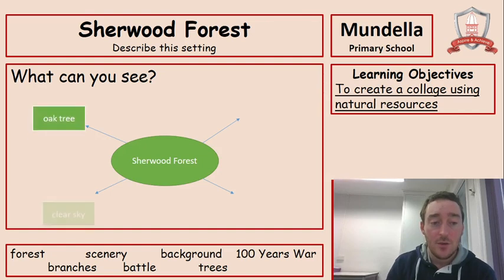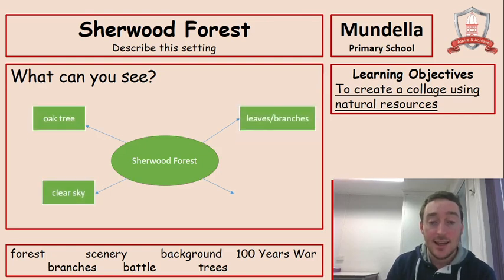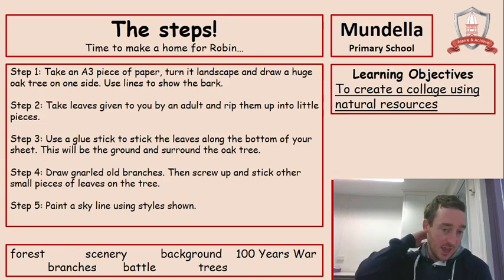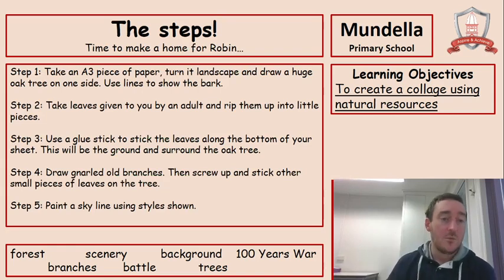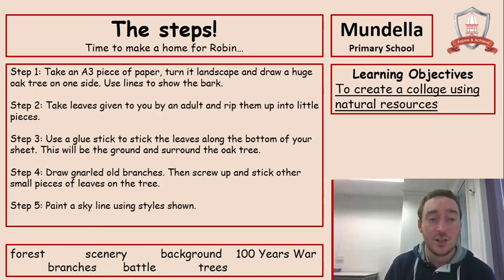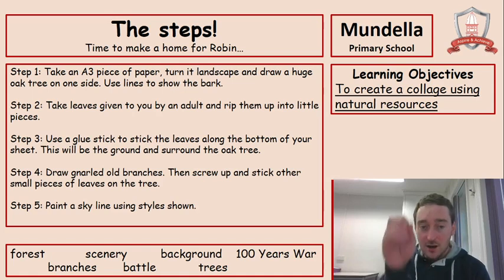Well, here's what I put. Oak tree, clear sky, leaves and branches, grass. And that's what we're going to focus on in creating our own collage as our scenery. So here are the steps. We're going to take an A3 piece of paper and turn it landscape and draw a huge oak tree on one side. We're going to draw lines to show the bark of the tree.